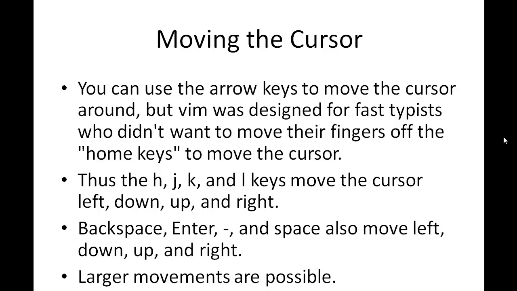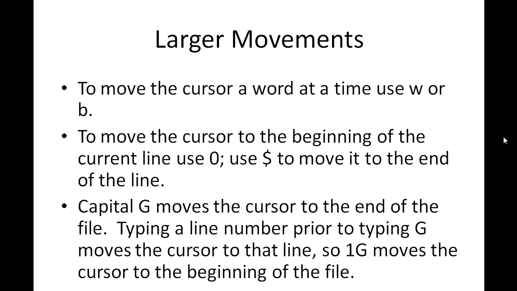And there are larger movements possible. To move a word at a time, use w to go left to right and b to go right to left. You can move the cursor to the beginning of the line that you're currently on with a 0. Remember, you have to be in command mode. Or with a $ sign, you can go to the end, the right-hand end of the current line.